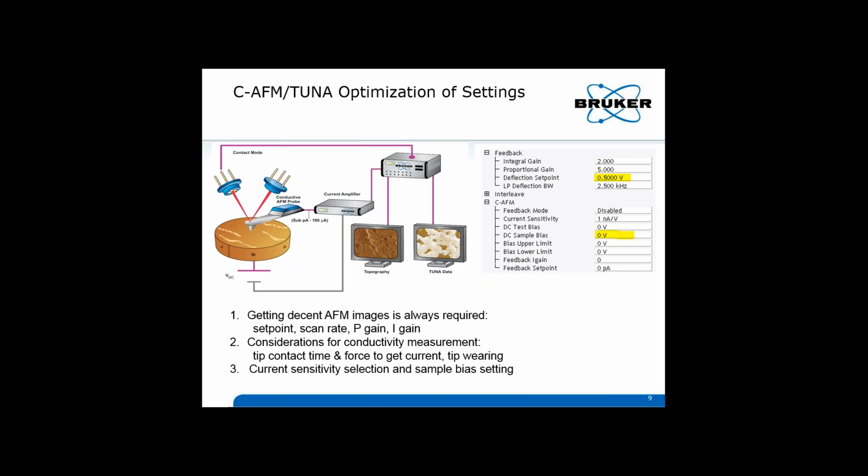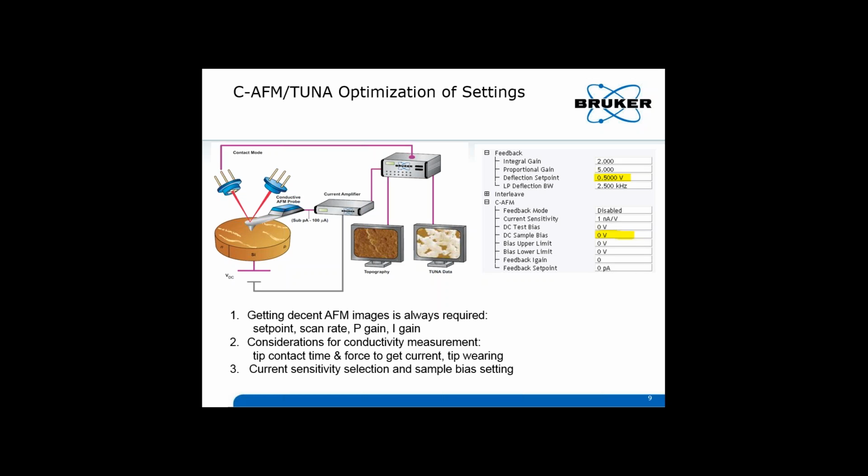After you get a decent image, you need to pay specific considerations for the conductivity measurement. To increase the tip contact time, you need to slow the scan rate. And you need to get good enough force to get the current, because the current can only be measured when the tip and the sample are in contact. Of course, you don't want to use a high set point because the tip wearing will affect your current measurement as well. The third one is you need to select correct current sensitivity and apply proper sample bias.